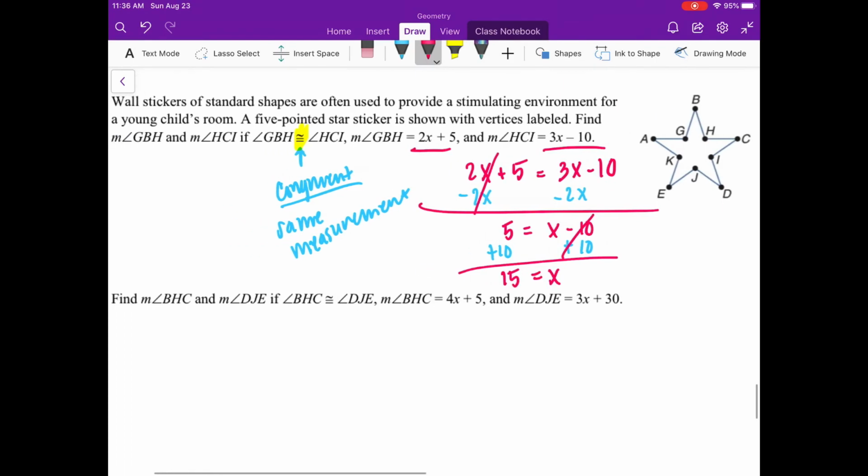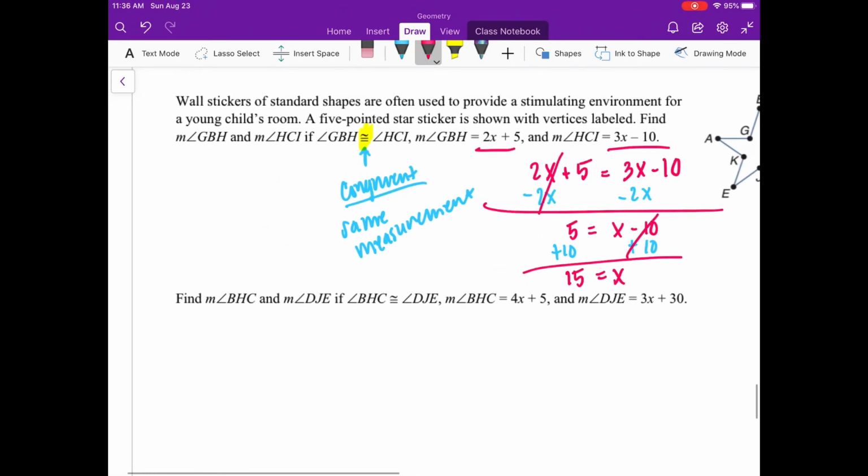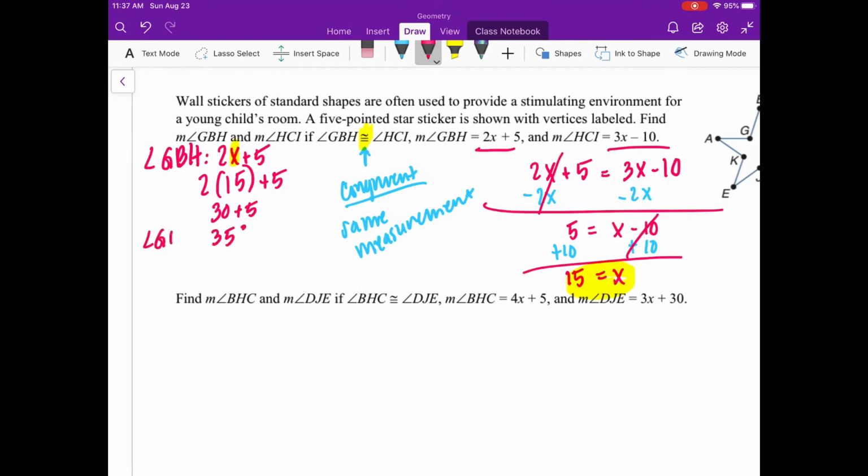But that's not what it's asking us for. It's asking us to find the measurement of the two angles. So we're going to do what we did in our other set of notes when we were talking about midpoints, and we're going to substitute. So angle GBH is 2x plus 5. I'm going to take this x and I'm going to substitute it into my equation. 2 times 15 plus 5. So that tells me that the measurement is going to be 35 degrees.